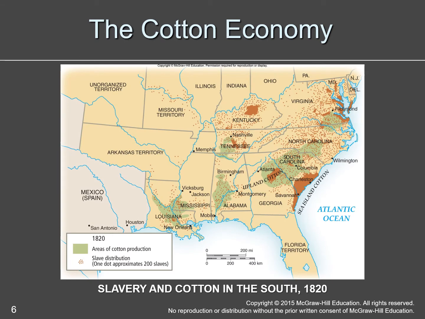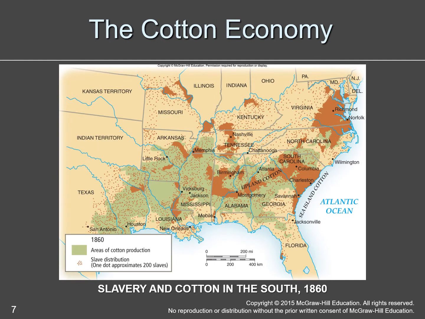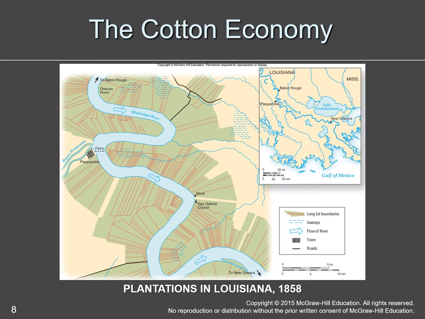Okay, show you the areas of cotton production in 1820. Then by 1860, you can see how it has, one, expanded, but two, really moved to the southwest area. Okay, plantations, 1858. That's what a plantation would look like, again, based off the river.